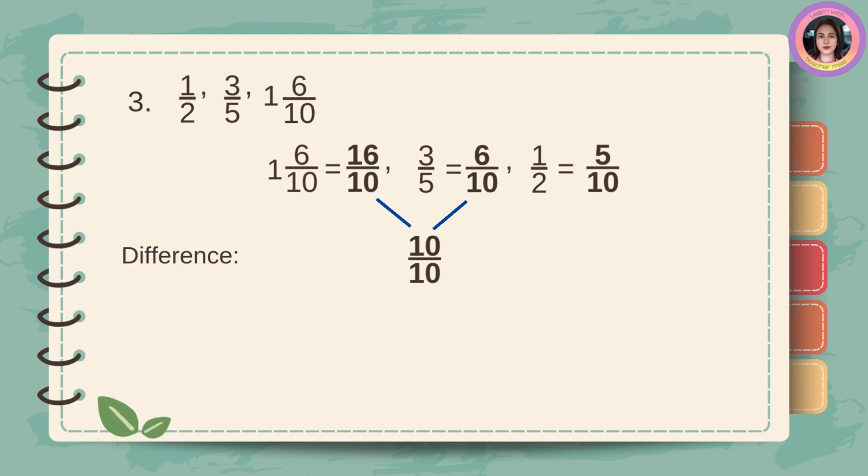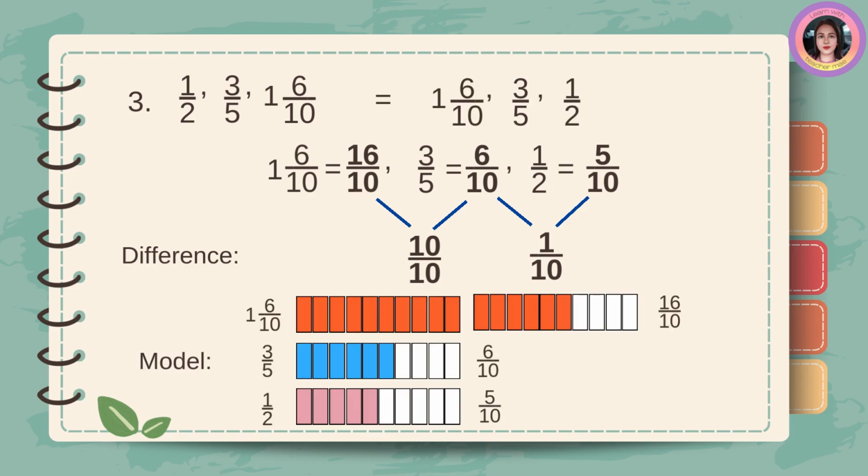The difference between 16/10 and 6/10 is 10/10. And the difference between 6/10 and 5/10 is 1/10. Look at the fraction bars. If we arrange the fractions in descending order, the first one is 1 and 6/10 or 16/10. The next one is 3/5 or 6/10. And the last one is 1/2 or 5/10.